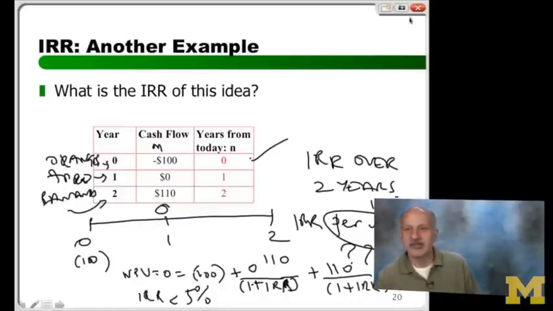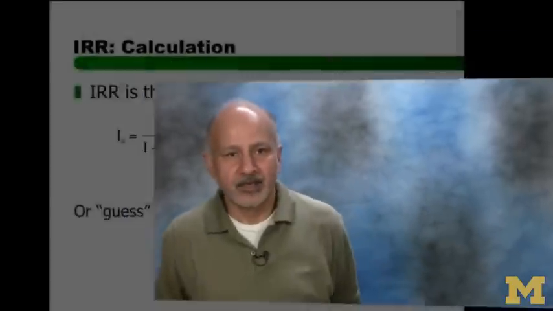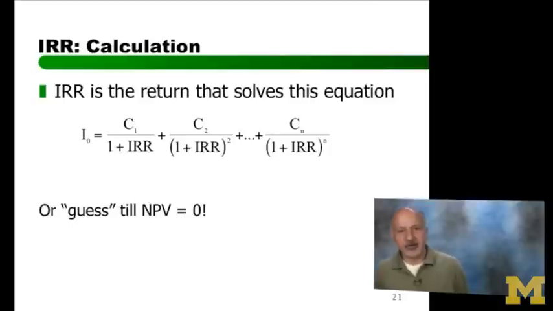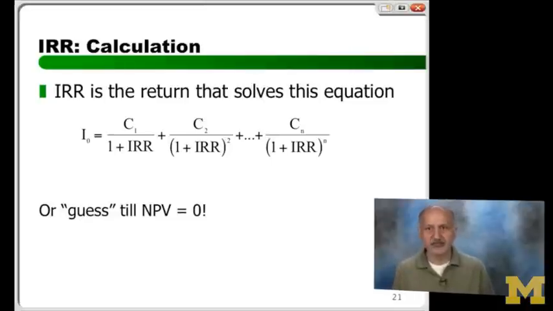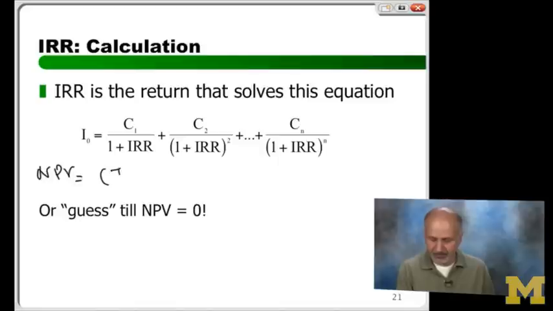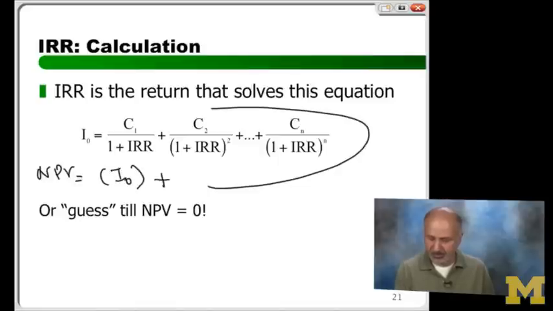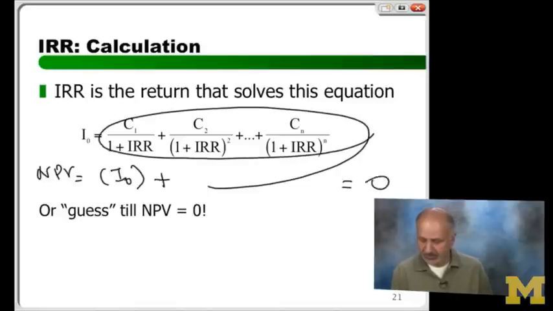So I want to do this in a calculator, but before I do that, let's just stare at the generic formula. IRR is the rate that solves the following equation, where I naught is equal to C1 plus C2 and so on. I would rewrite it, if I may, in a slightly different way, where NPV, which is equal to minus I naught plus all this junk, is equal to 0. So equating I naught to the right hand side, if I take I naught to the right hand side, it becomes the NPV formula, and then you force it to be equal to 0.